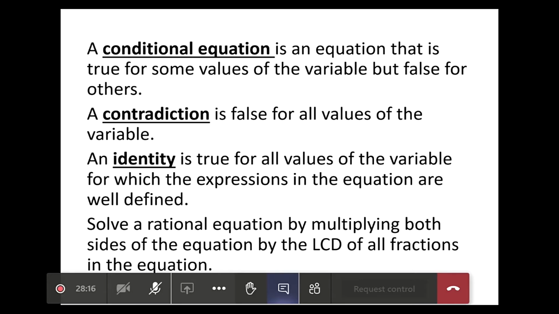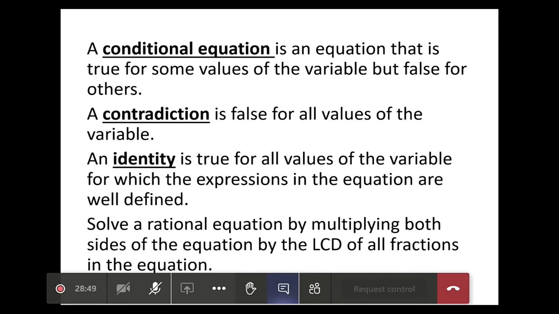Conditional equation, we have 1 or 2 or 3 solutions. If we have a linear equation, we have only one solution. A quadratic equation, sometimes we have two solutions, one solution, or no real solution. So conditional means we have some value of x that the equation is correct. Some, not all value of x.